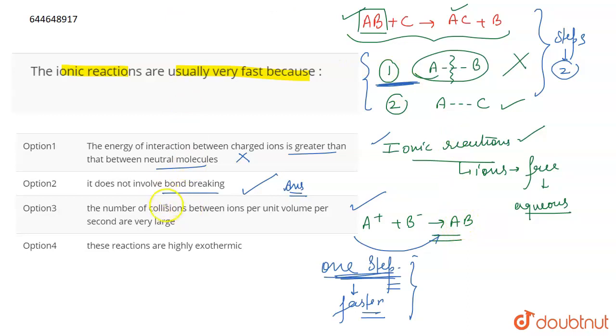Talking about option 3, it says that the number of collisions between ions per unit volume per second are very large. Now, this is an incorrect option, because the number of collisions does not affect the reaction being faster or slower. So this is not the answer. And talking about the fourth, these reactions are highly exothermic. Again, this is not the reason that justifies why this reaction is fast. This is fast because it is taking place in fewer steps, as no bond breaking is involved here. So the correct answer for this question is option 2.